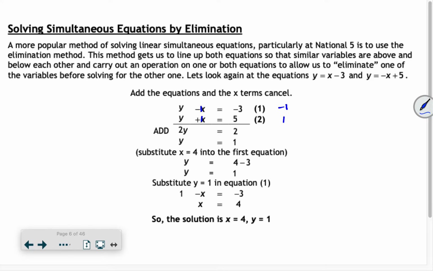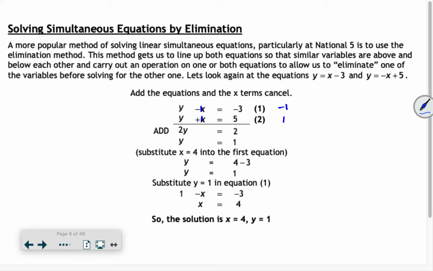If I was to then add these two equations together, if you add 1 to minus 1, they cancel each other out, it becomes 0. So if I add minus 1x and plus 1x together, it just becomes 0. So I can forget all about x and just focus on the y. But because I'm adding the two equations together, it means that I add my y's, I add my x's, and I also add my numbers.